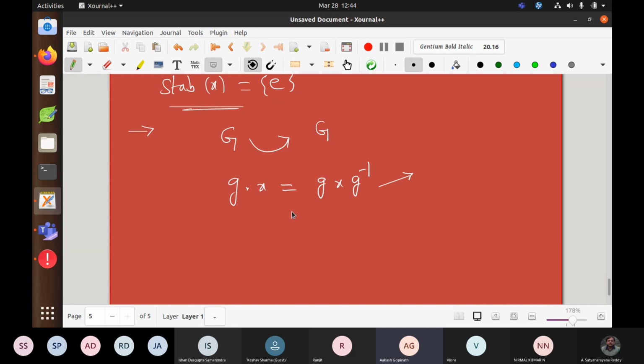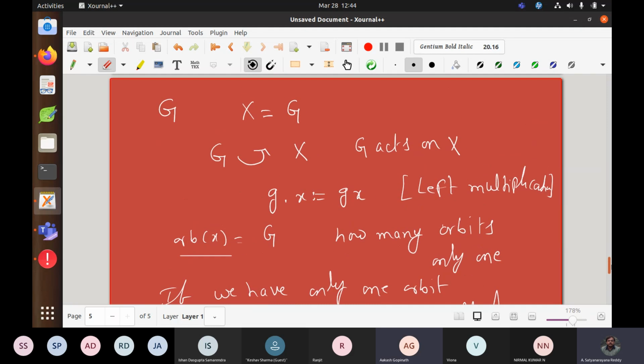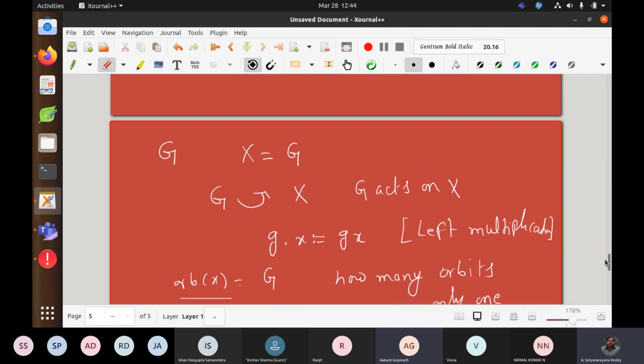Xg inverse, not gx inverse. So xg inverse, that is what I'm saying. So something related to that right action, right? No, sir, because it's an action. G is acting on G, and xg inverse is defined in G because it's just a group operation. When both are G, you should not confuse them.